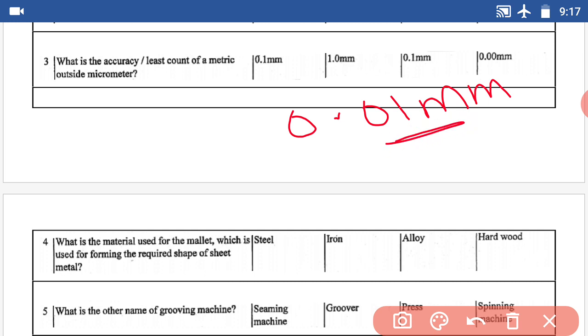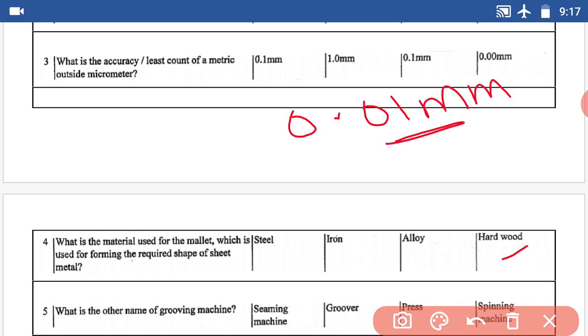Question number 4. What is the material used for the mallet which is used for forming the required shape of sheet metal? The answer is option D, hardwood. D is the correct answer.